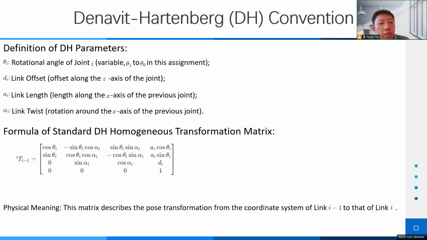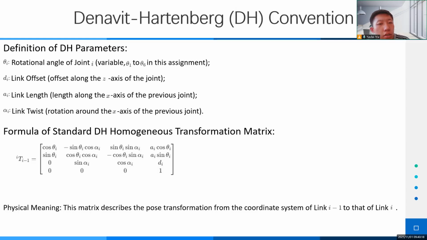First, let's learn about the DH convention. It's a useful way to study robot kinematics. We need to know four DH parameters first. First, joint rotational angle is variable. For this assessment, it changes between certain values.